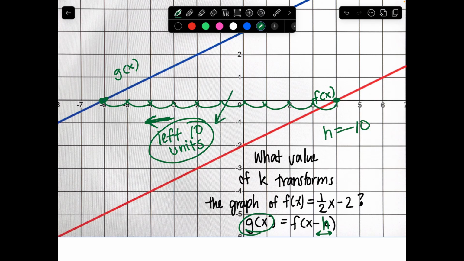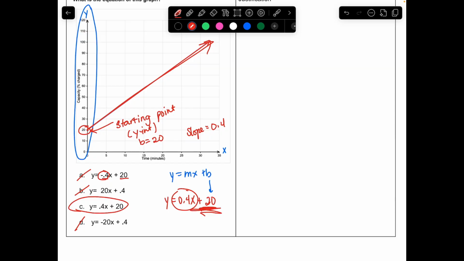You do have to have this in your answer to get full points. H equals negative 10, or in this case it's asking for k, we would say k equals negative 10. Okay, so your final answer would be this. K negative 10, and to the left 10 units. This is all the work, so your answer would be C.